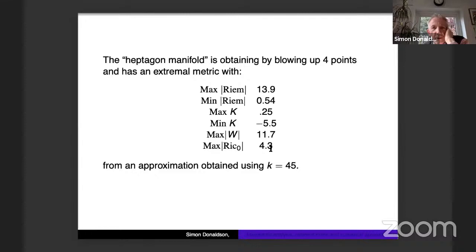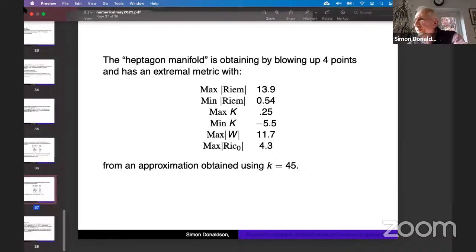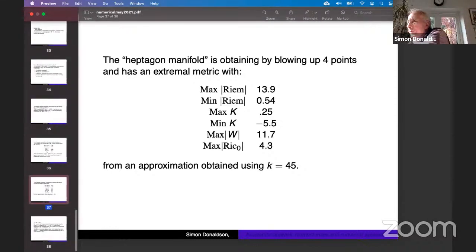And then you have all these different components. This is not Kahler-Einstein, so you've got some trace. This is an approximation obtained using k equals 45, because, as we said, the curvature is bigger. To get good answers, you need to take k larger.